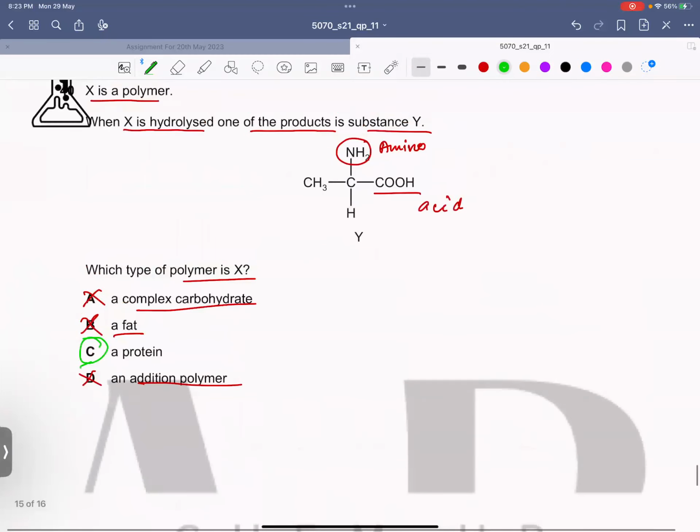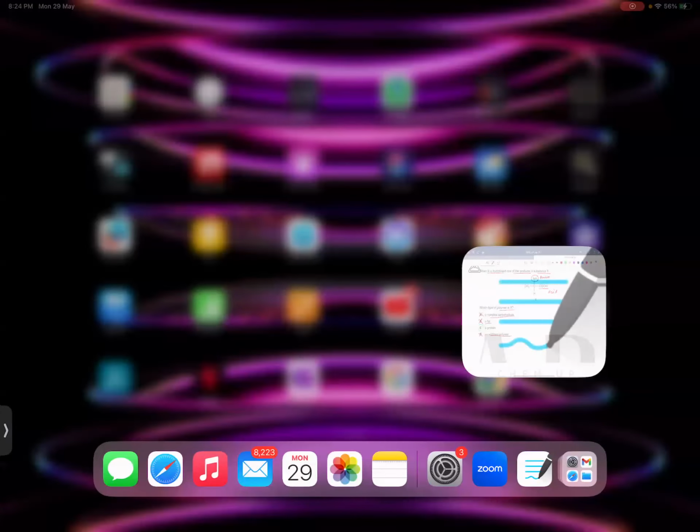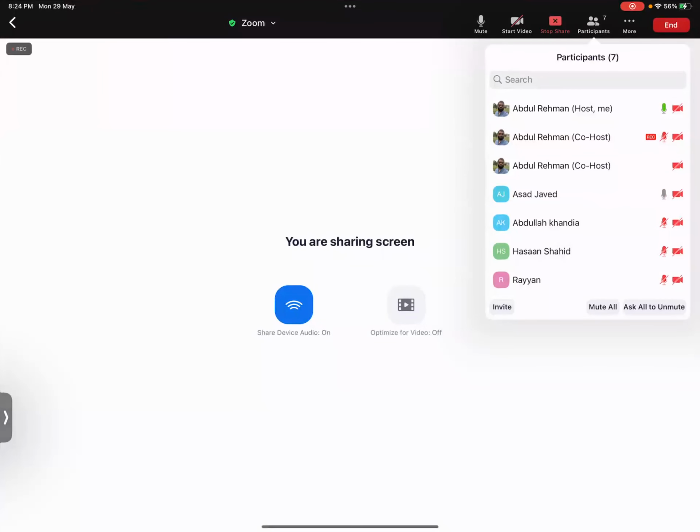So we have ended the paper. If anybody has any confusion, any problem, any doubt, do ask. Yes, Abdullah, Asad, Hassan, and Rayyan. Okay. So let's see. I will try my best to keep a session tomorrow as well. We will be continuing the past paper tomorrow, hopefully at the same time, around 7:30. Okay, then take care everyone. Allah Hafiz. Thank you, sir.